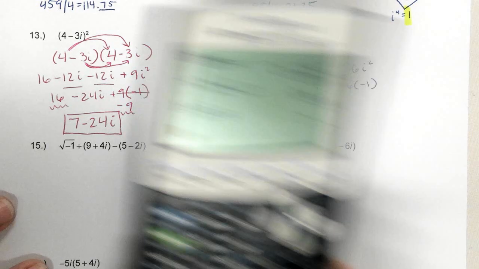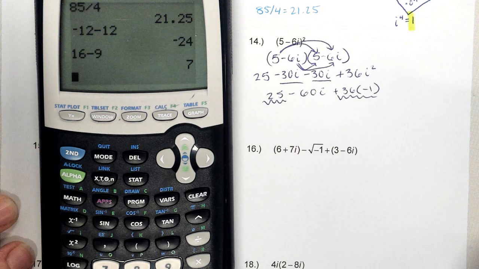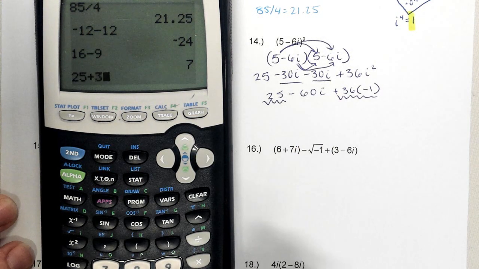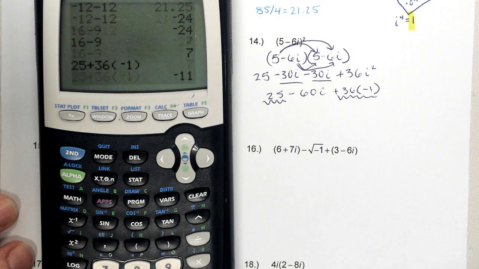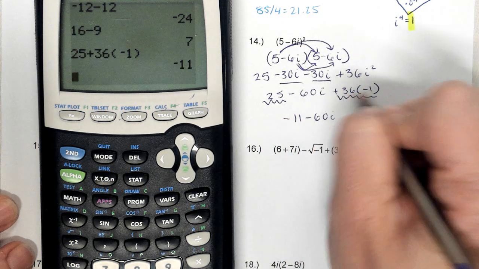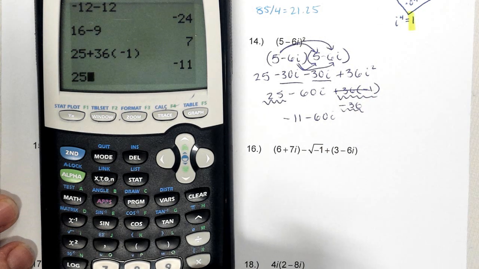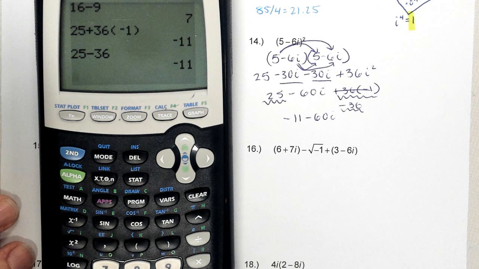And then honestly, y'all, at this point, you can type your like terms in the calculator. We know that neither of these have an i, so they're like terms. 25 plus 36 times -1, and you get -11. So -11 minus 60i, which is the same thing as if you realize this is -36, 25 minus 36, same concept. So you could do it either way.